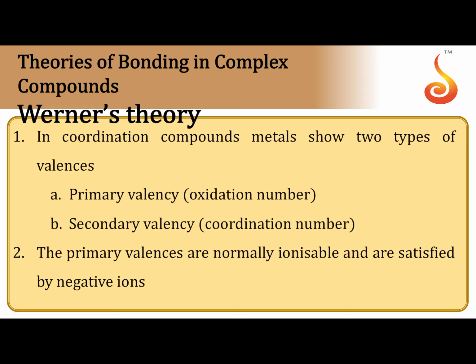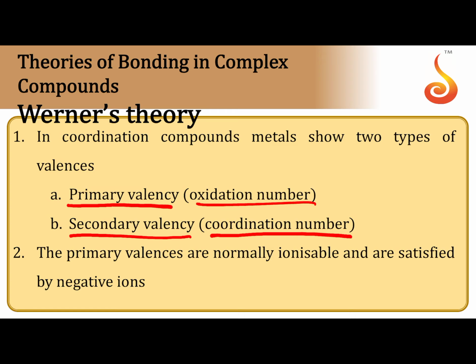So coming to the theories of complexes, the first theory was proposed by Alfred Werner. According to this theory, the central metal atom has two types of valencies, primary valency and secondary valency. Primary valency is generally equal to the oxidation number of the central metal atom, while secondary valency is equal to the coordination number. Primary valency is ionizable, while secondary valency is non-ionizable.